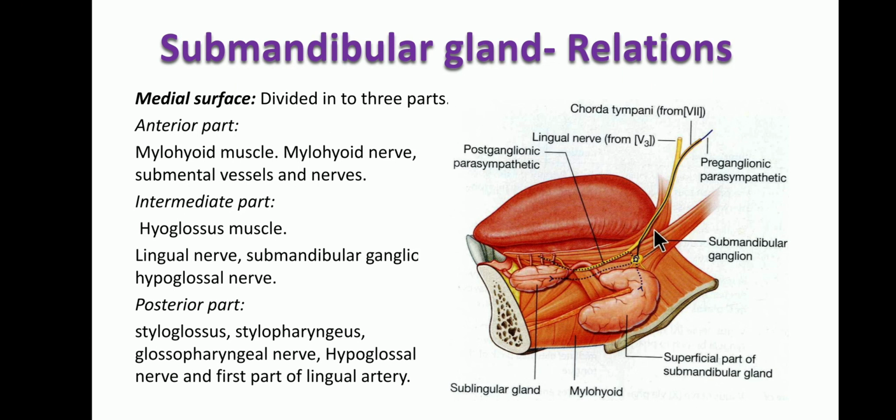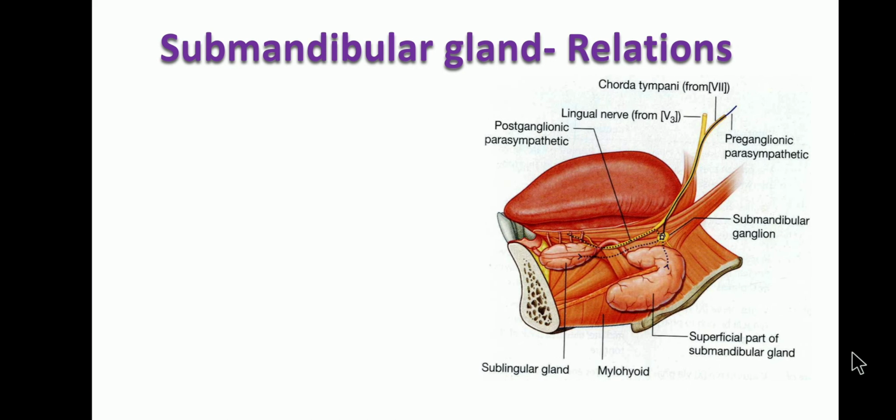Posterior part, here the posterior part will be related to the styloglossus muscle. So mainly it will be related to the styloglossus muscle and then the glossopharyngeal nerve. Okay, styloglossus muscle and the glossopharyngeal nerve and the stylopharyngeus muscle.